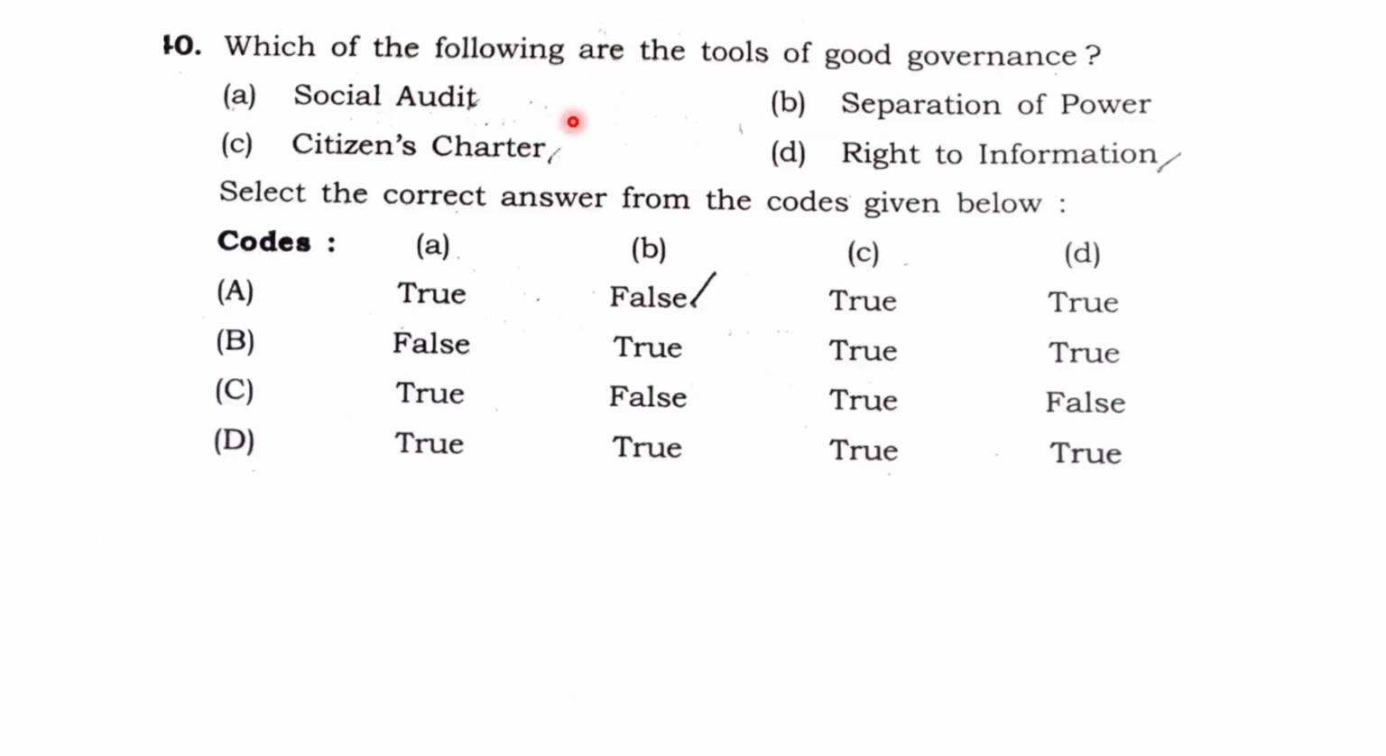Now the question following the tools of good governance. So social audit, citizens charter and right to information. These are definitely tools of good governance. So A, C and D should be true. A, C and D are given in option A. Now separation of power is between the government, the judiciary and the legislature. So separation of power cannot be termed as a part of good governance. Therefore the correct answer should be A.